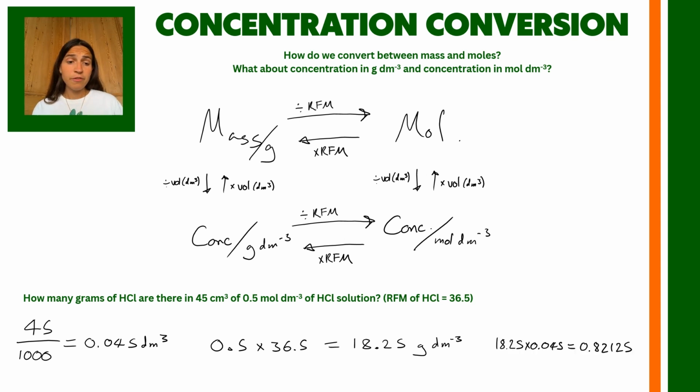And then my final step here is I wanted my mass in grams, and I've got a concentration and I've got a volume. So I multiply those two things together: 18.25, my concentration, times 0.045, my volume, gives me my mass there in grams, 0.821 grams.